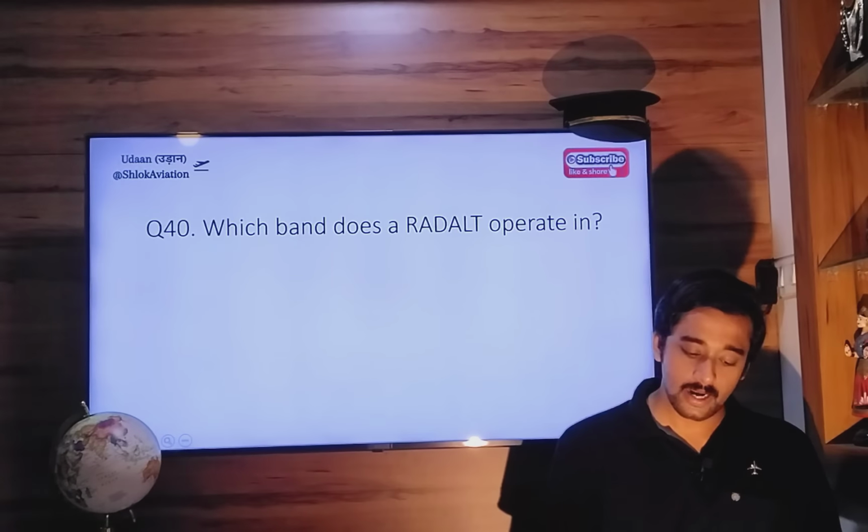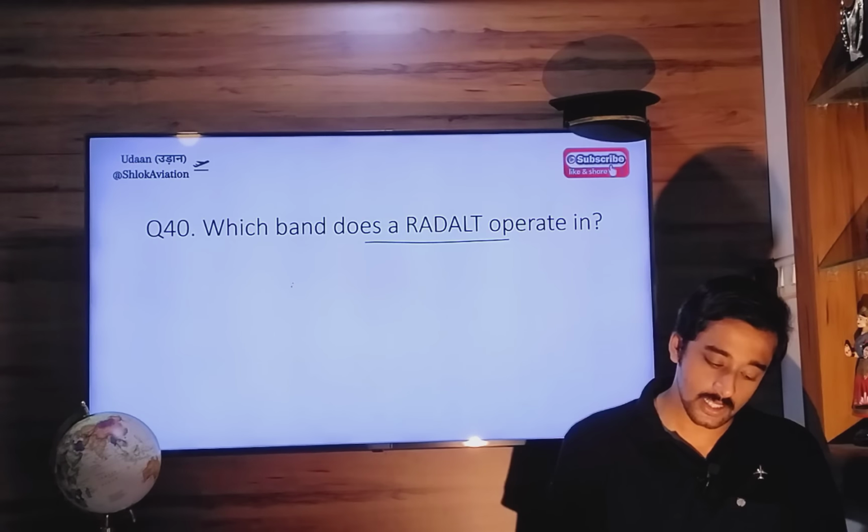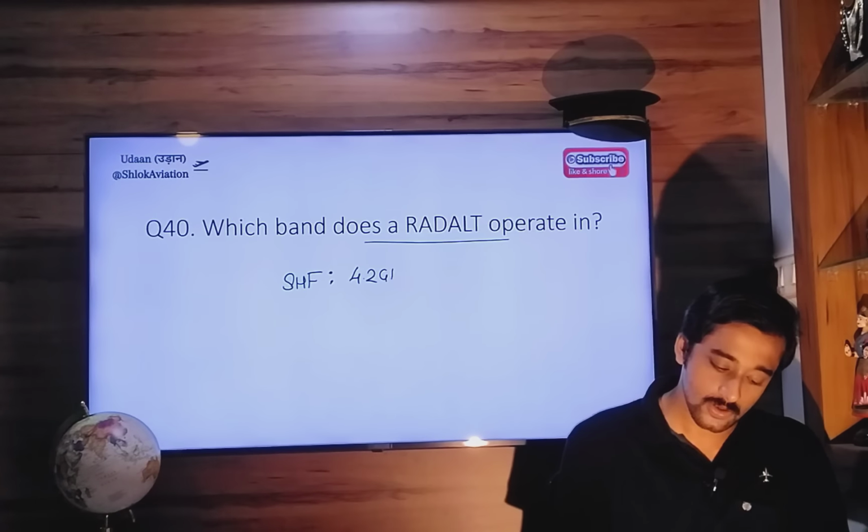Next. Which band does radio altimeter operate? It operates in the super high frequency band, 4.2 gigahertz to 4.4 gigahertz.